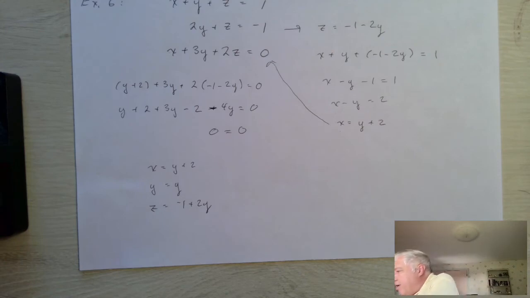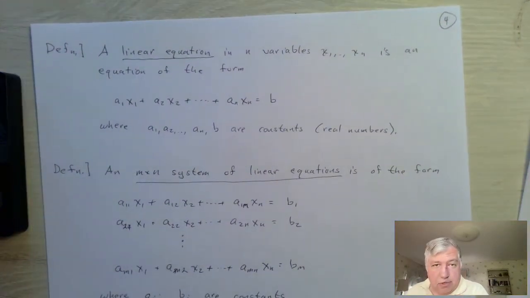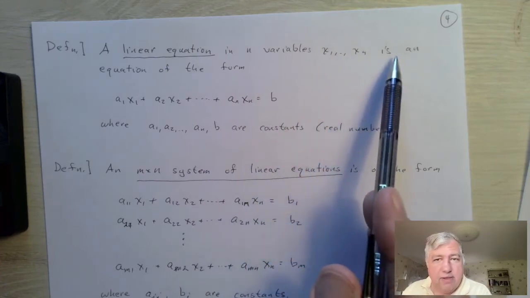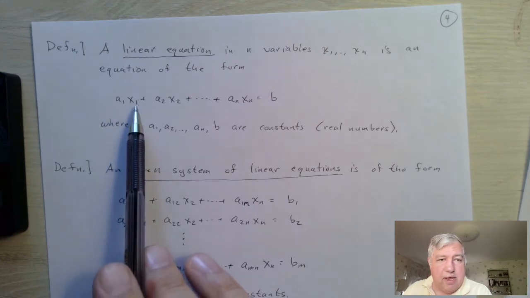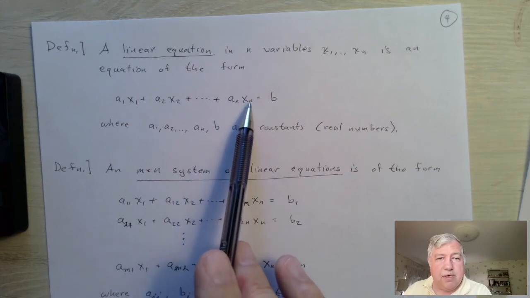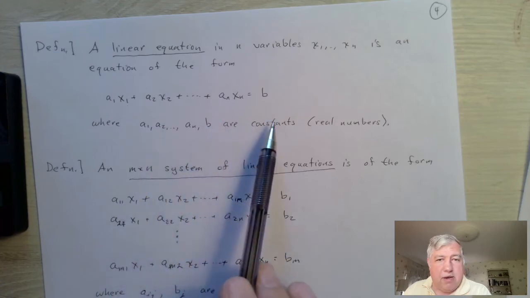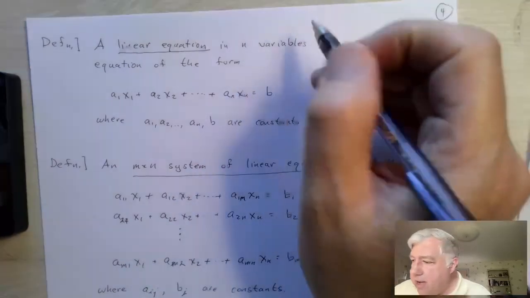Okay, to bring everything together, we'll finally give you the definitions here, because we'd like to generalize this to other dimensions. So we say a linear equation in n variables, x1 through xn, is an equation of this form, where we have something times x1 plus something times x2 plus and so on plus something times xn equals a constant, where these a's and the b are just constants, or in this case we're going to assume they're just real numbers, but they're constants, and these are the variables.